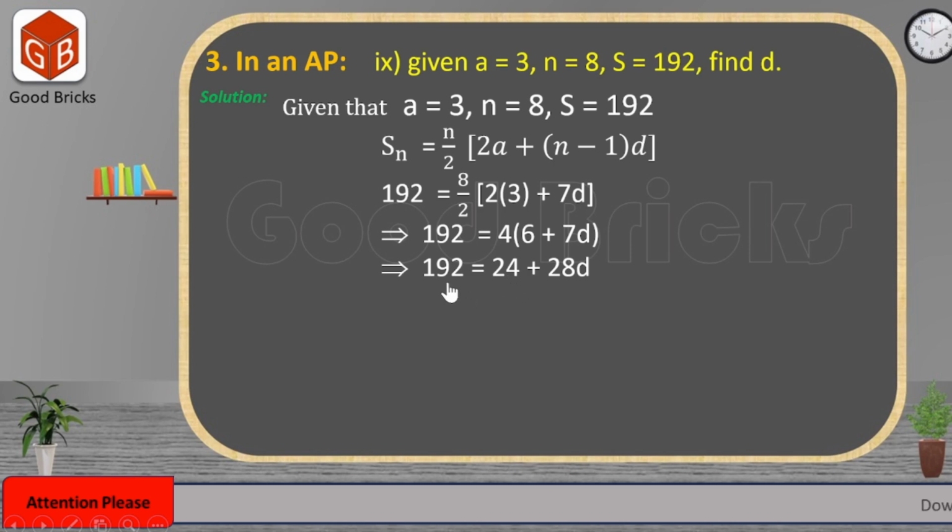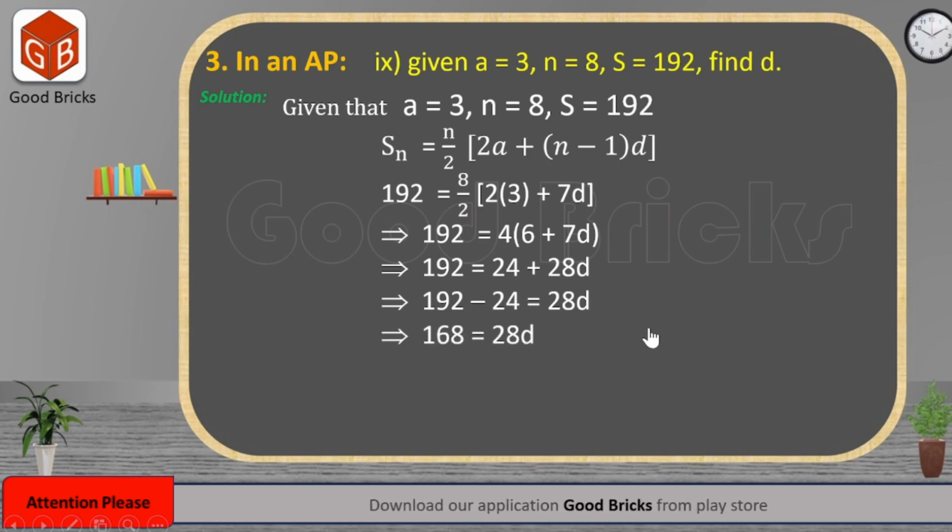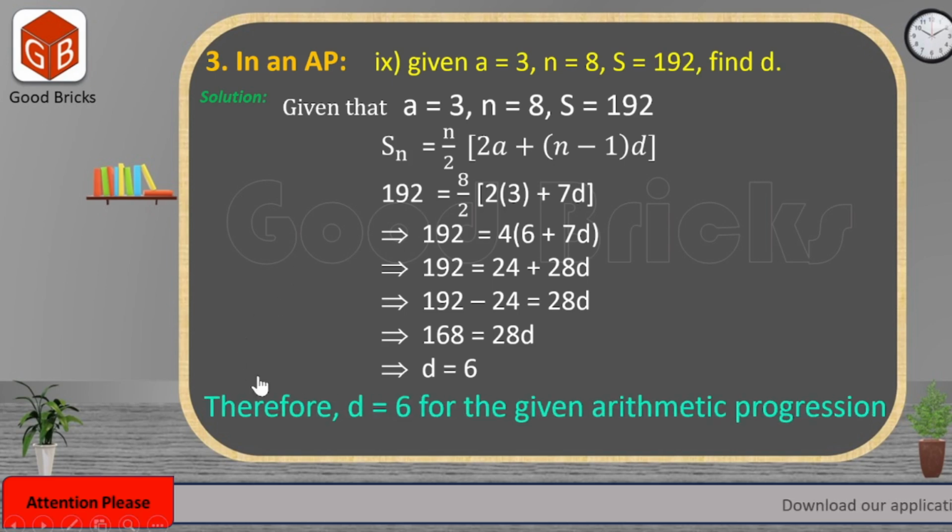You have to take this 24 towards the left side. Then when you simplify, you will get d is equal to 6. Therefore, we got the value of d is equal to 6 for the given arithmetic progression.